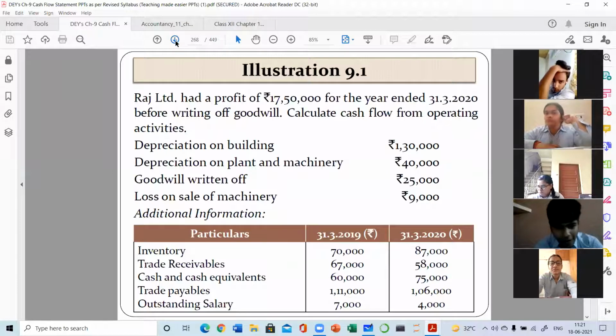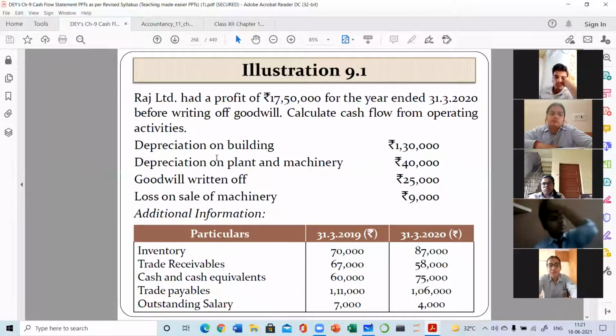Yes, this is the question. In this question, you can see that Raj Limited had a profit of rupees 17,50,000 for the year ended 31st March 2020. And this type of question will come as a 6-marker question. Before writing of goodwill means these profits are before writing off goodwill. Calculate cash flow from operating activities. So till now we can do only 2-3 steps.